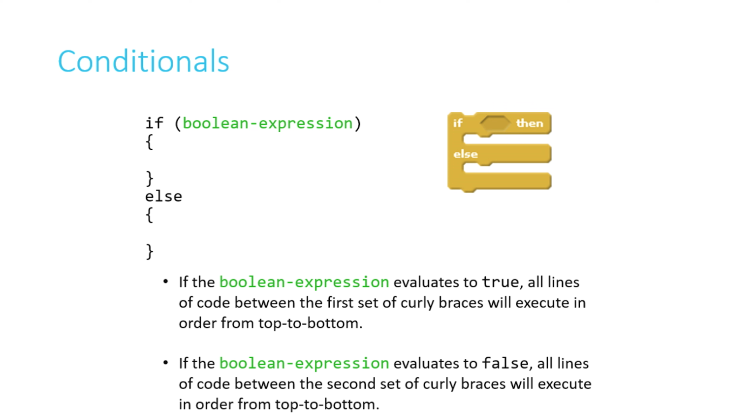If Boolean expression, do the stuff between the first set of curly braces, else do the stuff between the second set of curly braces. So if the Boolean expression is true, we'll do whatever's between the first set. If the Boolean expression is false, that would trigger the else, and we would do whatever is in the second set of curly braces. Again, top to bottom, all the lines in between the braces.